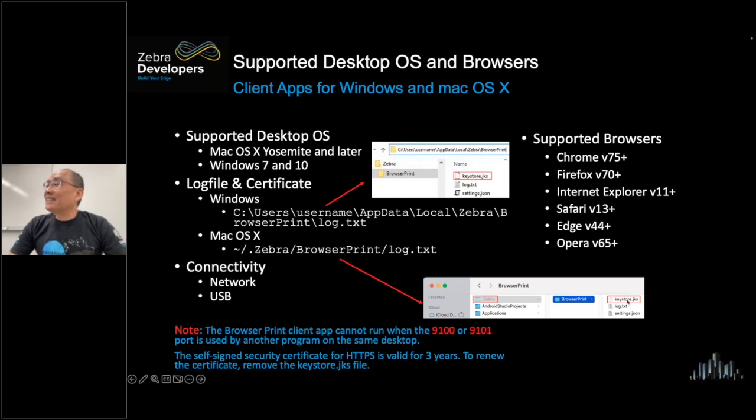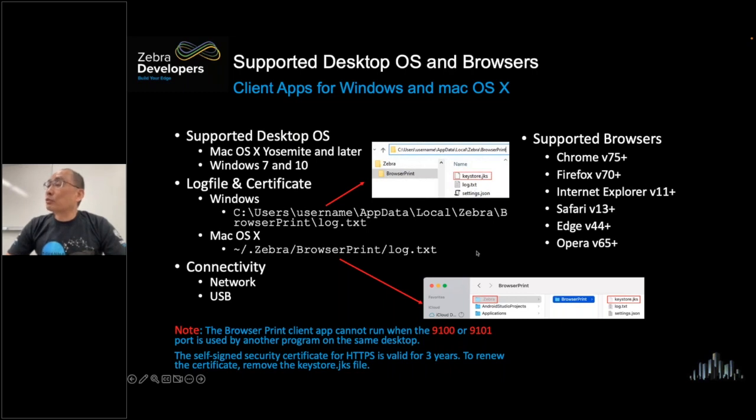If you delete this file and restart the BrowserPrint client app on your local computer, it will automatically regenerate the self-signed certificate and put it right in this folder. In the same folder, you can check the log files. So if you run into any issues, you may look at the log file.